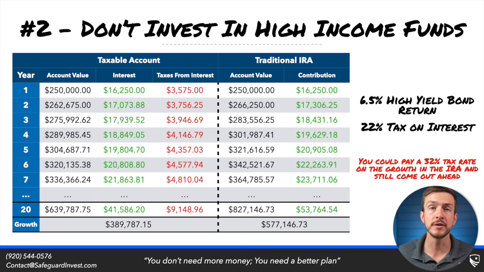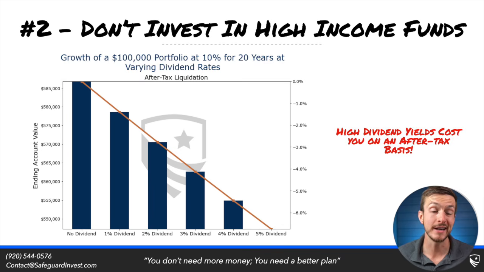Run this out 20 years, and we see the total growth in the IRA is nearly 50% higher than the taxable account. That being said, we're going to owe taxes on that growth in the IRA. However, because of the power of deferral and compounding, you could pay a 32% tax rate on withdrawal from that IRA and still come out ahead compared to the taxable account. Again, when we're just looking at growth. This is precisely what we mean when we talk about the term tax drag. A similar analysis can be done when looking at dividend yields.